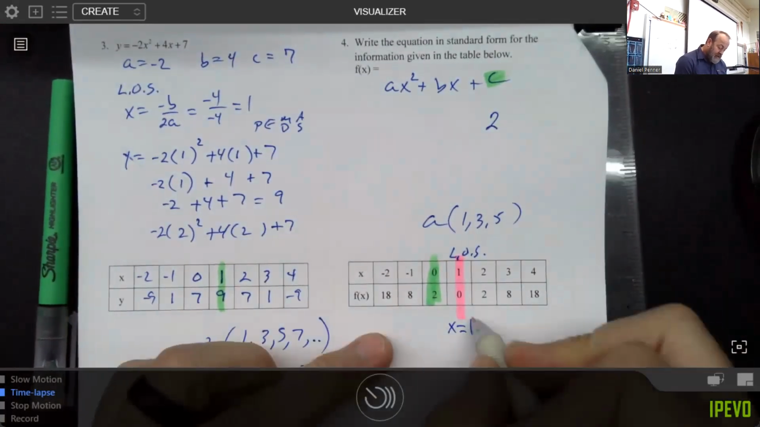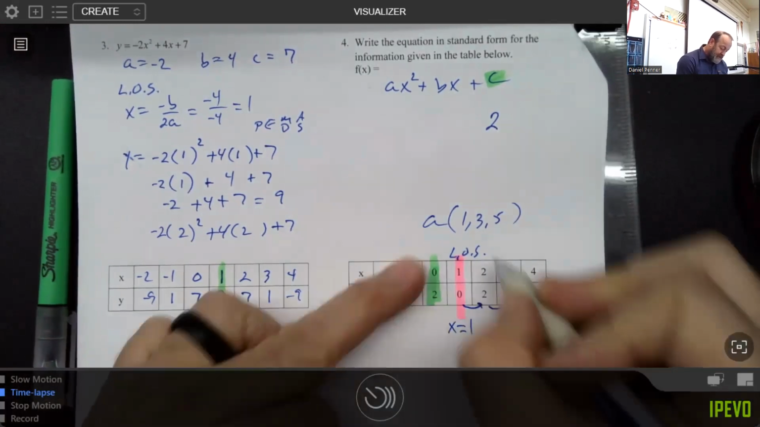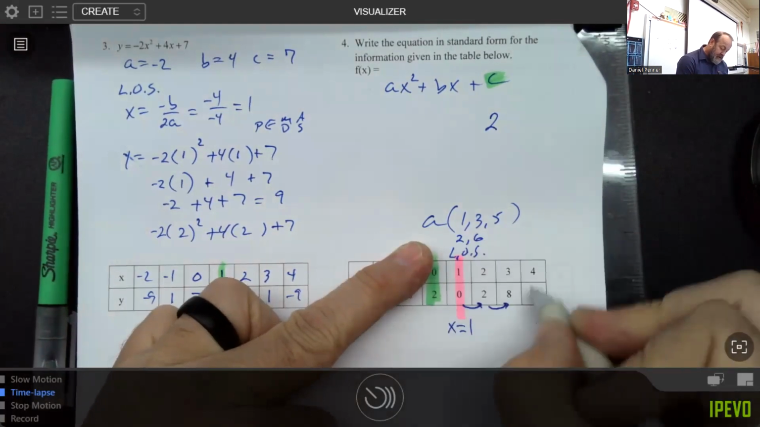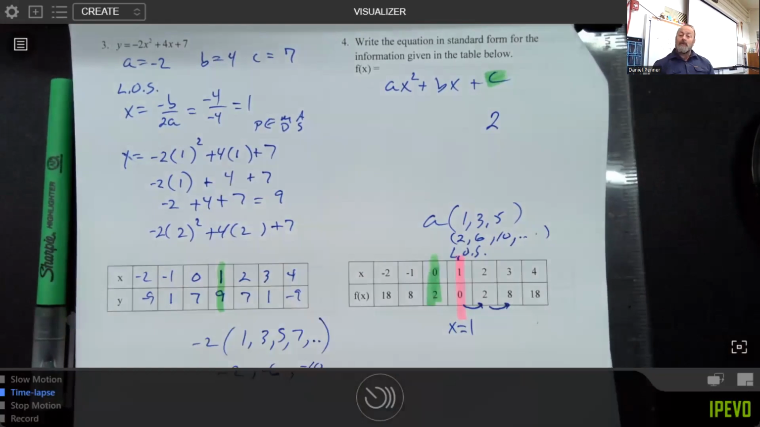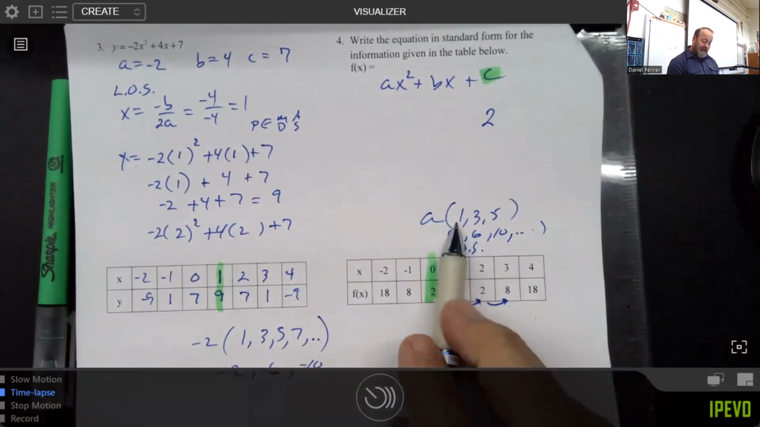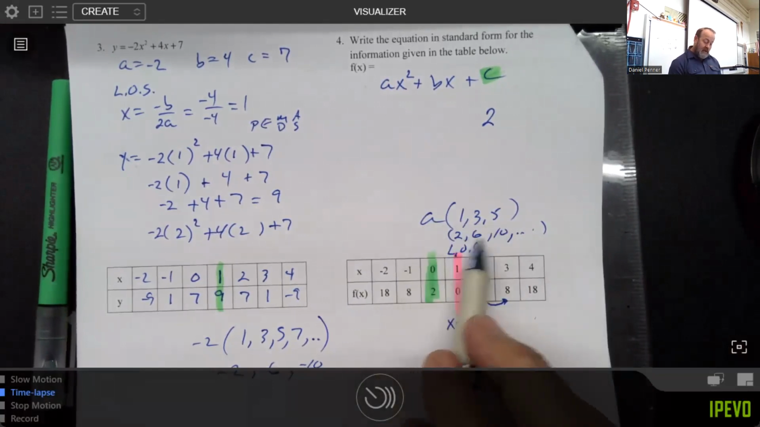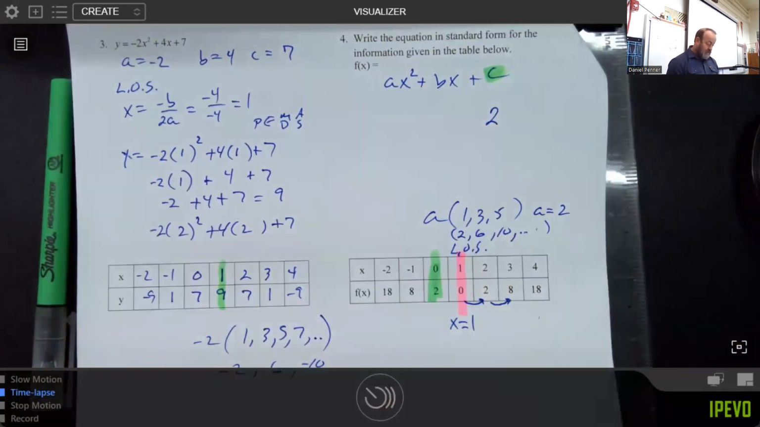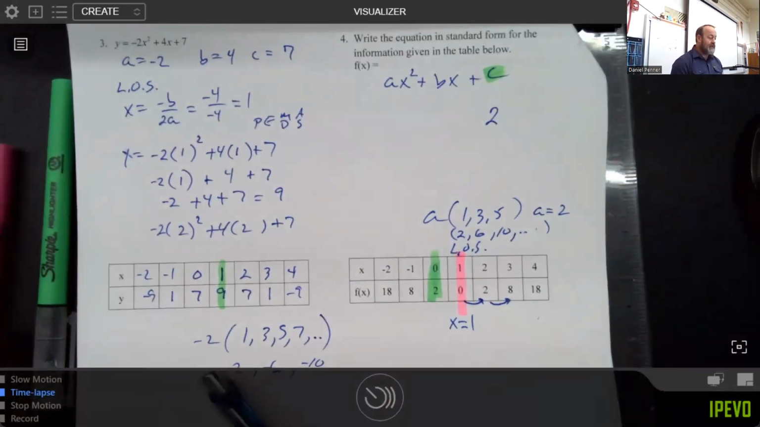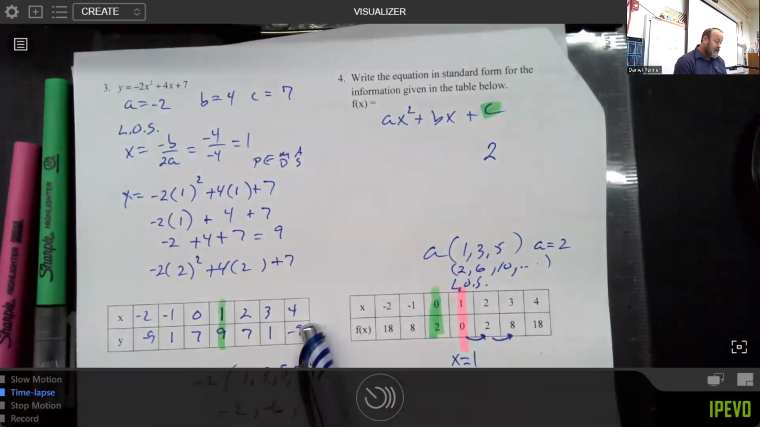But I noticed that it went up 2, and then it went up 6, and then it went up 10. Now, the table could keep going. We chose not to. But I think we could tell that the number that I would have to have right here so that when I multiply 1, 3, 5, it becomes 2, 6, 10, means that our A value must be 2. All right, cool. We've got that one down. So I know that A is the number 2.